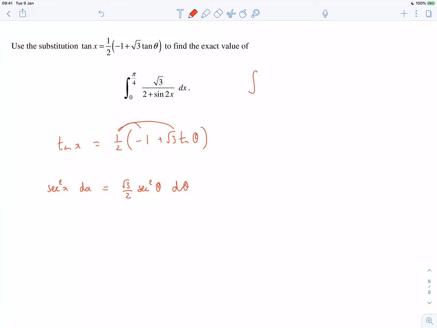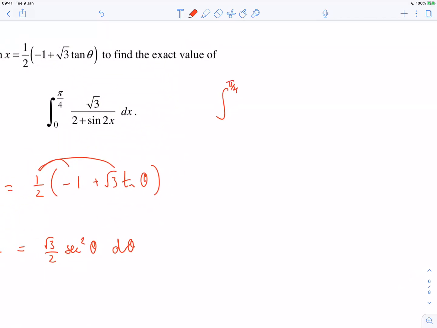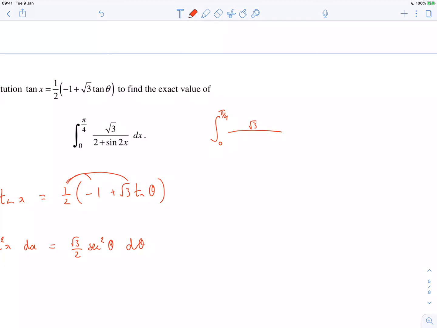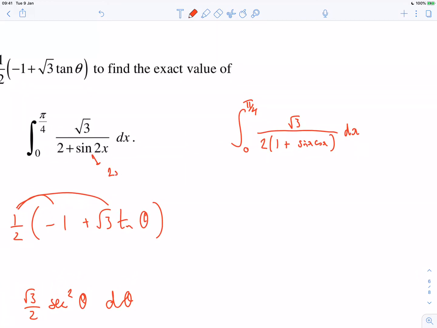Is that going to be useful? Okay, I'll tell you what, let's manipulate this to begin with. So I've got pi over 4, I've got 0, I've got root 3 over here. Now 2 plus sine 2x is 2 lots of 1 plus sine of x cosine of x, if I'm not mistaken. Okay, and this is dx. Okay, remember sine 2x is 2 sine x cosine x.